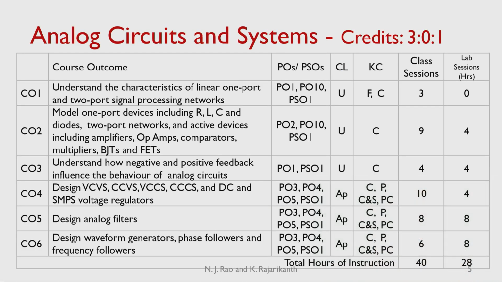This is the sample course that we will use in this unit, Analog Circuits and Systems. It has a credit structure of 3:0:1. That means 3 hours of regular classroom sessions and 1 credit worth of laboratory session, which means that 2 hours per week of laboratory work. So, we can see that there are 6 course outcomes and totally there are 40 theory sessions and 28 lab sessions.